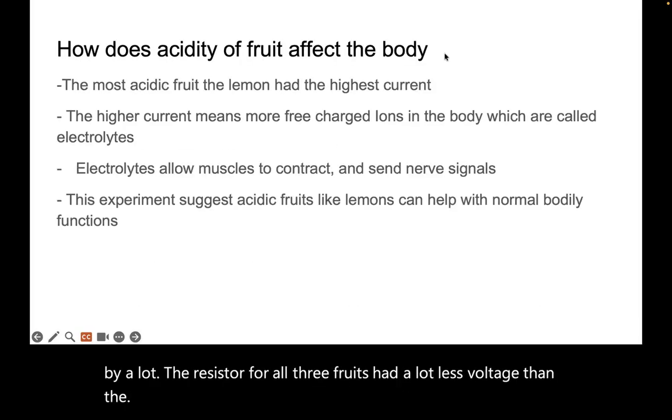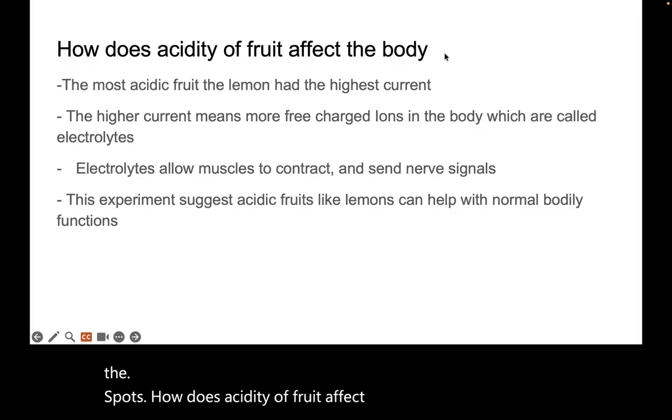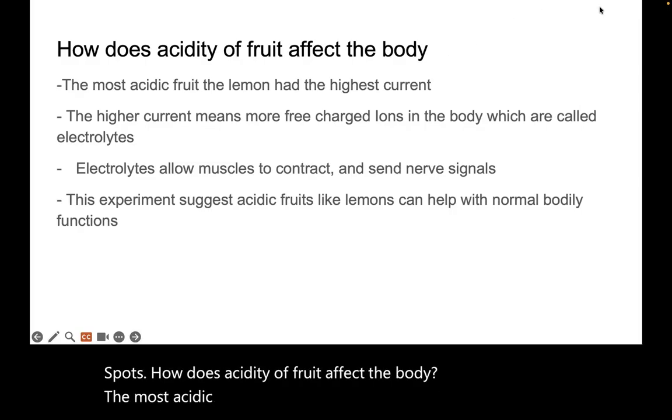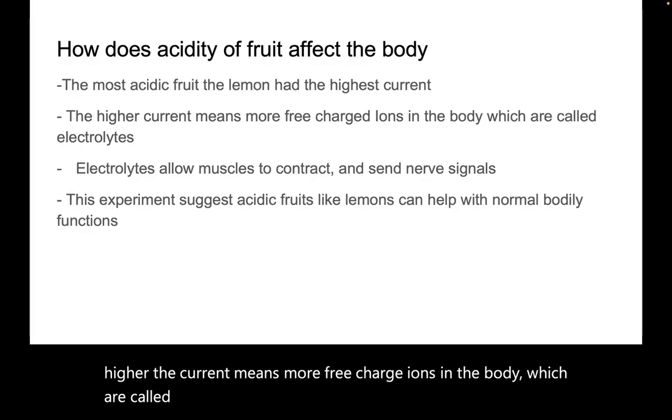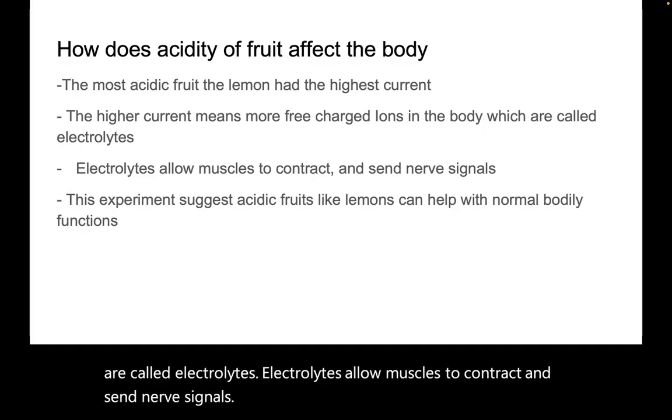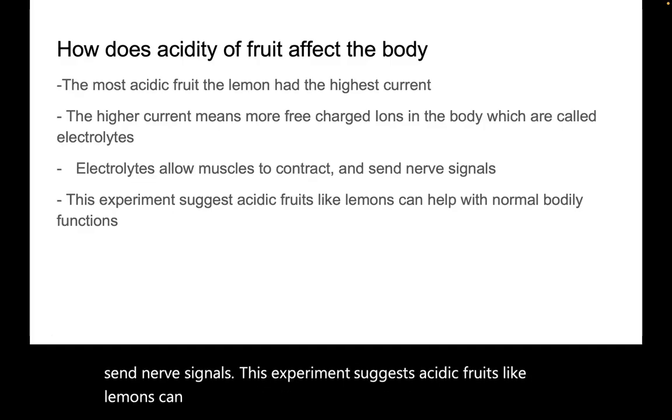How does acidity of fruit affect the body? The most acidic fruit, the lemon, had the highest current. The higher the current means more free charged ions in the body, which are called electrolytes. Electrolytes allow muscles to contract and send nerve signals. This experiment suggests acidic fruits like lemons can help with normal bodily functions.